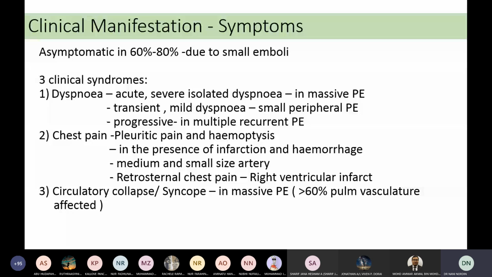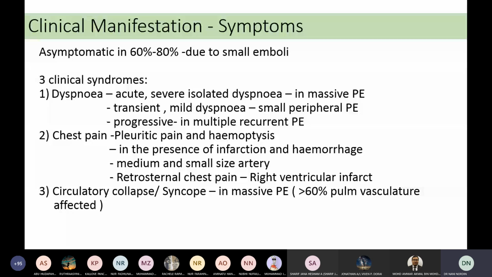And the third one, they can have circulatory collapse. This is in massive PE. So when do you get this syncope or circulatory collapse? You can get it usually when it involves more than 60% of the pulmonary vasculature. If the PE only involves 10 or 20%, you won't have circulatory collapse or shock.